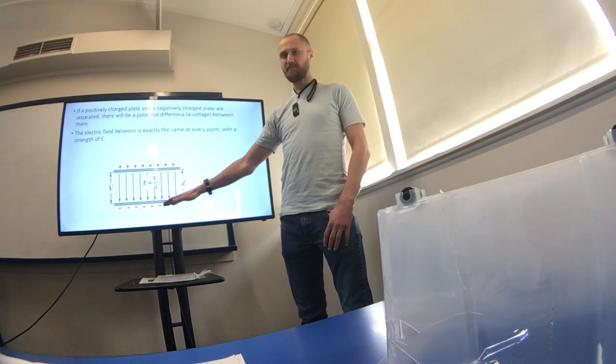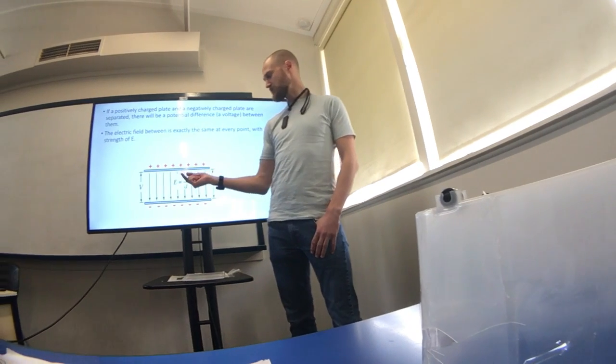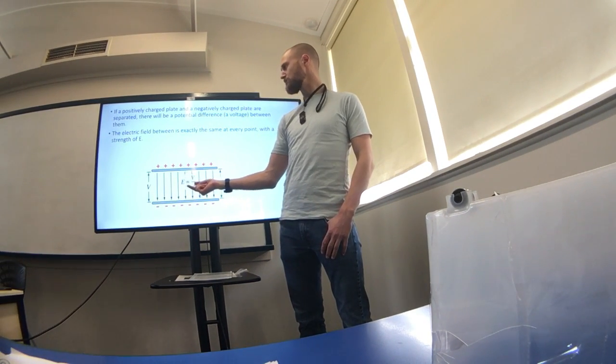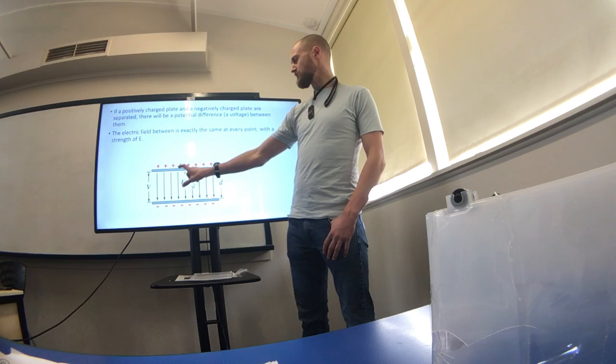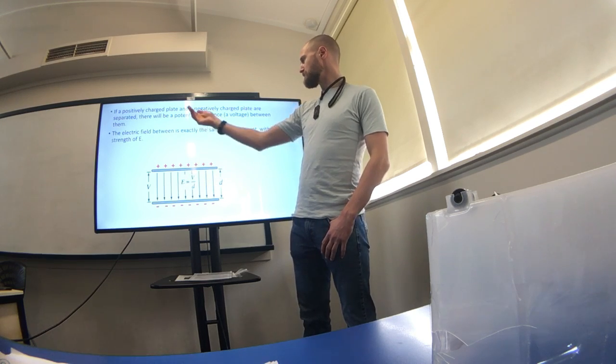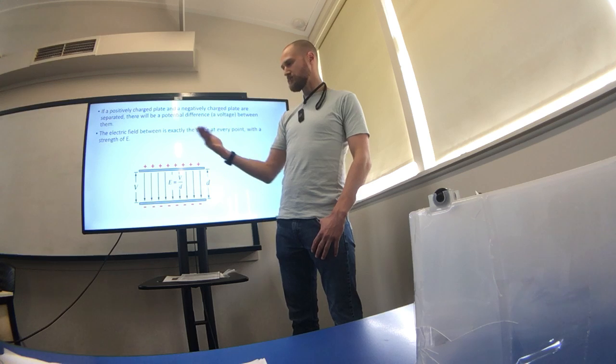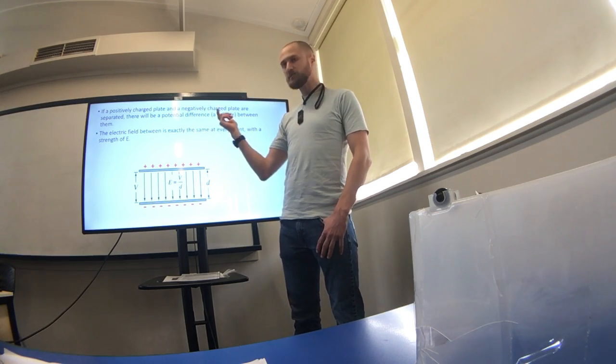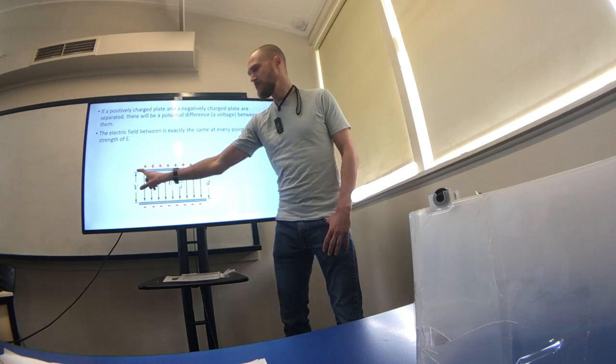So like I was saying, we look at separated positive and negative plates a lot when we do electric field strength stuff, because the electric field strength is a constant in between them. If we've got these two separated plates, there is a potential difference between them. Potential difference is just a synonym, the same as voltage. So there's a voltage V between those plates.